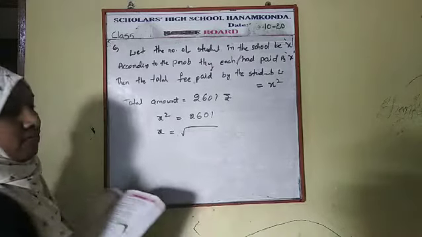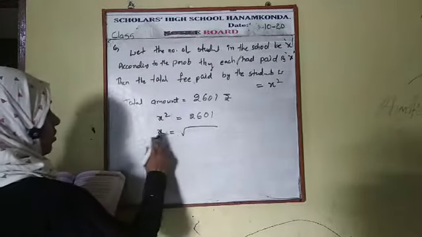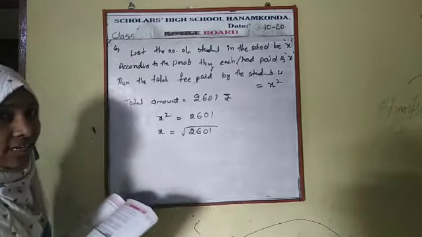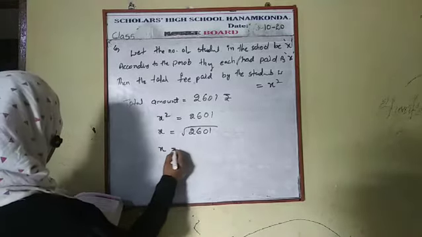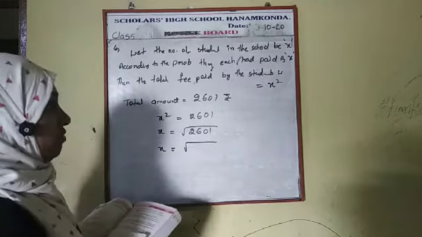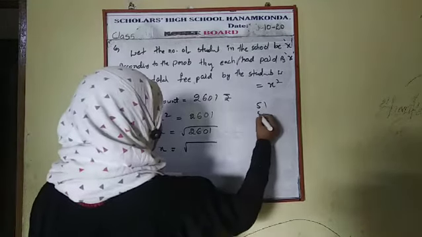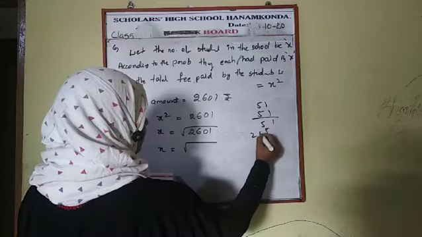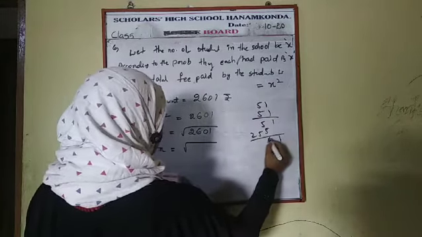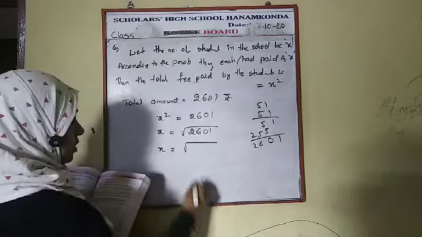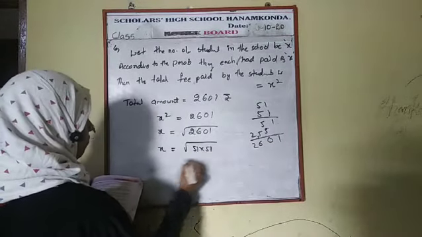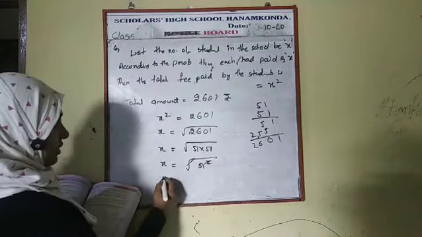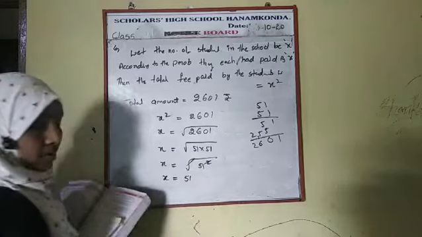Then x equal to how much? The square should be converted into root. So x is equal to under root 2,601. So x is equal to how much? We get 51. 1 ones are 1, 1 5s are 5, 1 5s are 5, 5 5s are 25. That is 51 into 51. So x is equal to the square root canceled, you get 51.